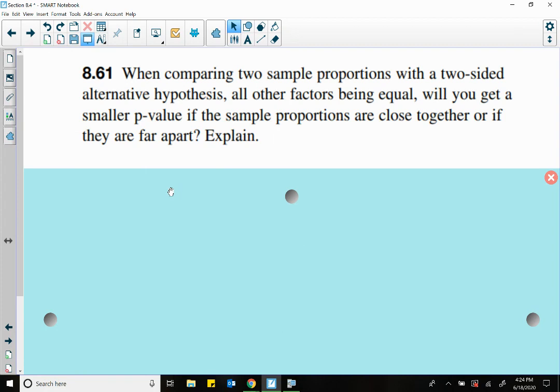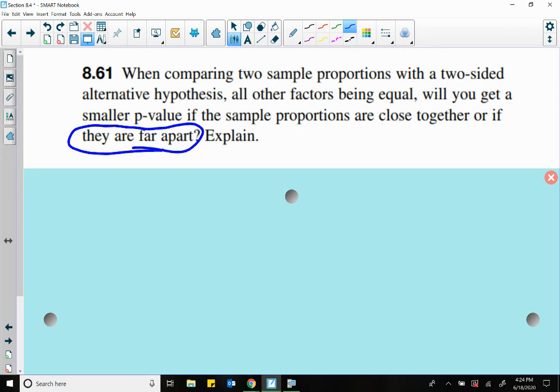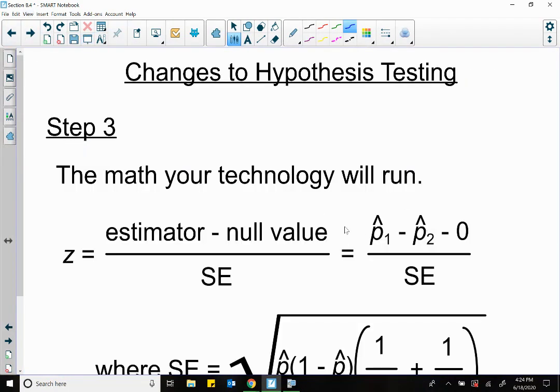So in this one, the answer to this is you want them to be further apart. Reason being, because the further these proportions are apart from each other, the further those probabilities are away from each other, the larger the numerator is going to be. And the larger the numerator, the larger the z-score, because hopefully this is going to be a small number that will divide it. The larger the numerator, and hopefully this is a small number, the larger that z-score.